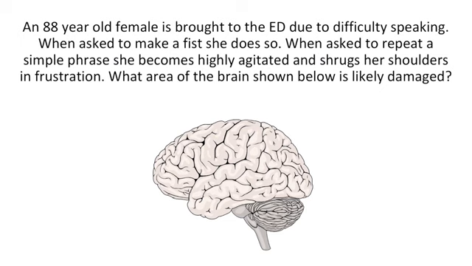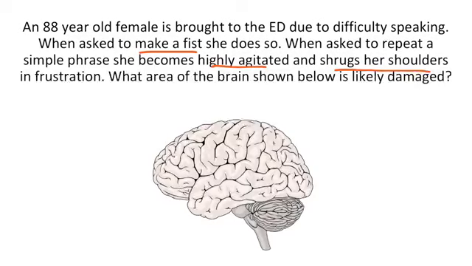Okay, so from the question stem, we know that the patient can comprehend language because she was able to follow instructions and make a fist. We also know that the patient can't speak very well or repeat phrases because she became highly agitated and shrugged her shoulders when asked to repeat a simple phrase. Hopefully this presentation made you think of Broca aphasia.